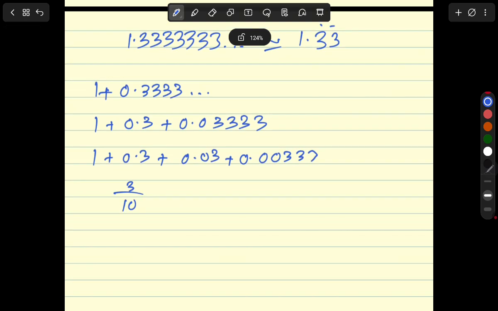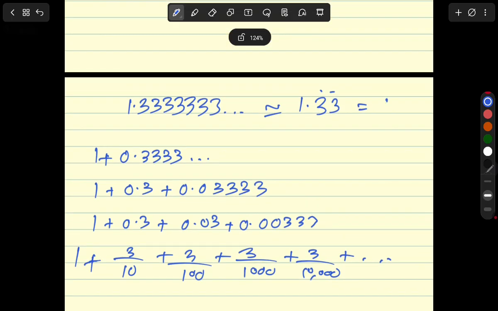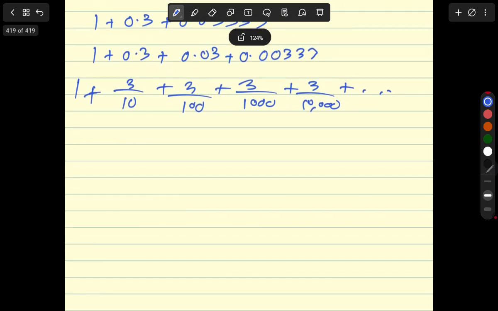3 upon 10. 0.03 is what? 3 upon 100. And then I can rewrite it as 3 upon 1000, and then 3 upon 10,000, and so on, right? And there is a +1. Don't forget that. We have to prove that this 1.333 is the same as 4 upon 3. Let's see how we can prove that. Now, let's keep the 1 separate, because this is not part of that.